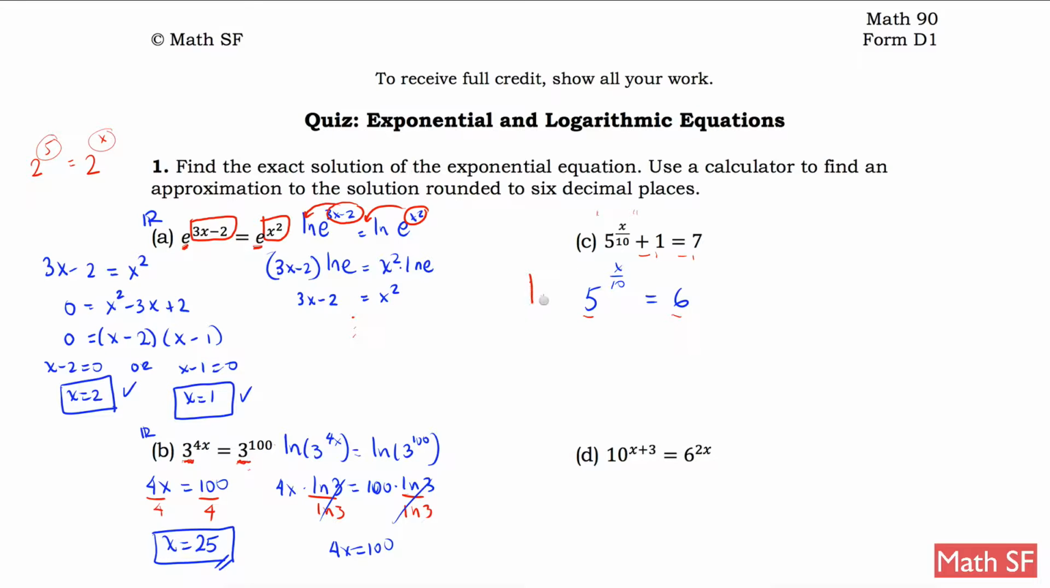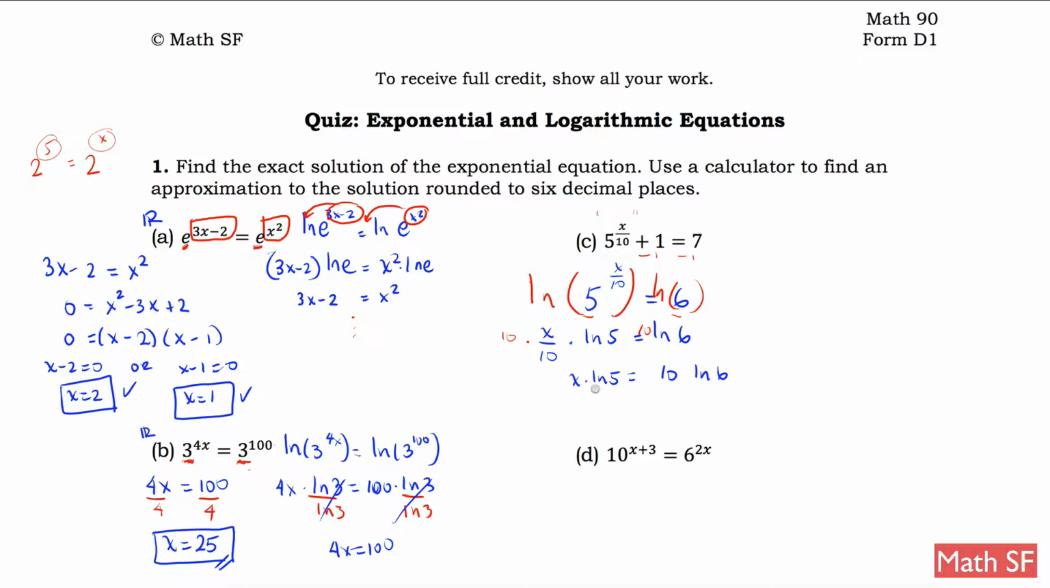So I'm going to write ln of this guy here and ln of this guy here. The reason we do that is that this exponent is going to go to the front, so it's going to be x over 10 times ln of 5 equals ln of 6. I'm isolating for x, so if we multiply each side by 10, that will do the job. So we'll have x times ln of 5 equals 10 ln of 6.